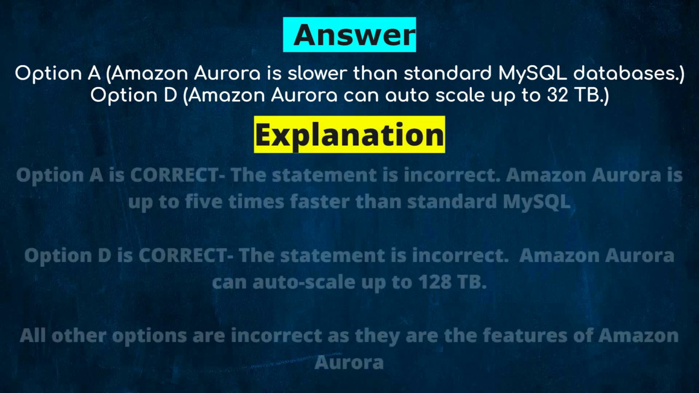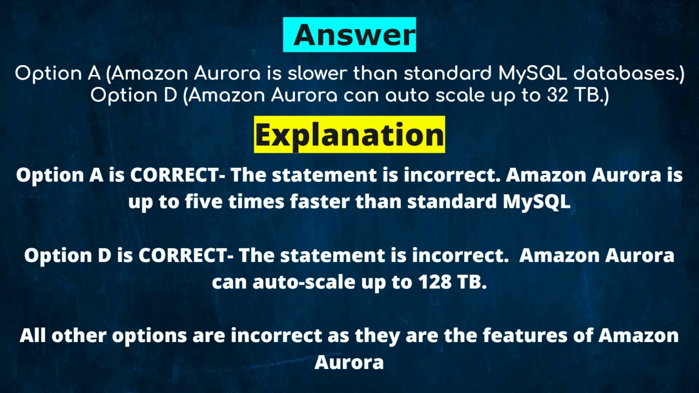Explanation. Option A is correct. The statement is incorrect. Amazon Aurora is up to 5 times faster than standard MySQL. Option D is correct. The statement is incorrect. Amazon Aurora can auto-scale up to 128 TB. All other options are incorrect as they are all the features of Amazon Aurora.